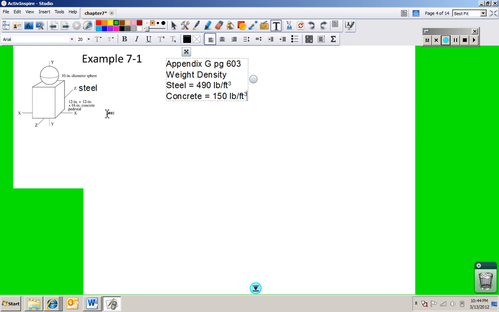Alright, so now what we need to do is begin to actually compute the individual weights of these pieces. Alright, so to do that, we need to get the individual volumes. So let's make this piece 1, and let's make this one piece 2. Okay, so for piece 1, the volume is going to be length times width times height. So the volume of piece 1 is going to be 1 foot times 1 foot times 1.5 feet. Okay, and that is going to be equal to 1.5 cubic feet.